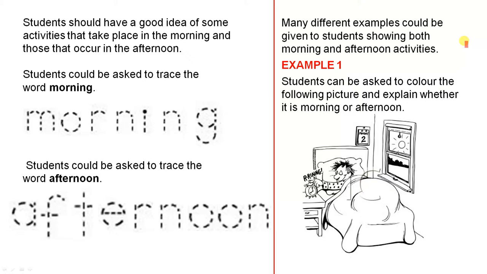Many different examples could be given to students showing both morning and afternoon activities. Here's a simple example they could be given. Students can be asked to colour the following picture and explain whether it is morning or afternoon. So there's the picture there. They could colour it and make it look attractive, and then they could explain whether this picture is occurring in the morning or in the afternoon.